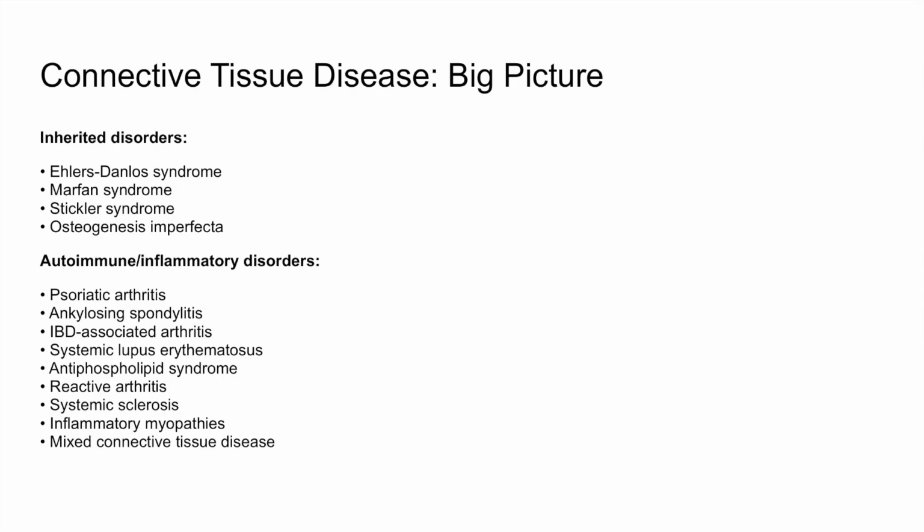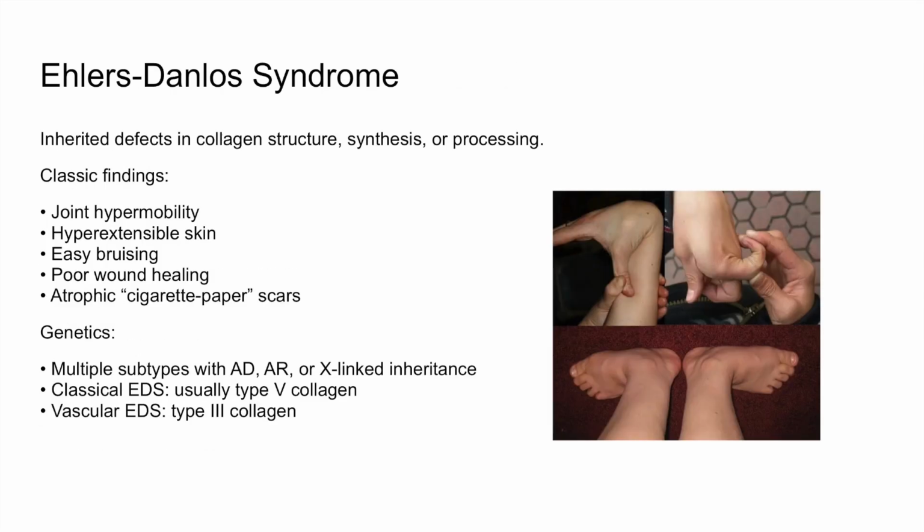And so the organizing question is whether the presentation reflects a lifelong structural defect or an acquired immune attack affecting multiple organs. Ehlers-Danlos syndrome represents a group of inherited disorders involving collagen structure, synthesis, and processing. The classic findings are joint hypermobility, hyperextensible skin, easy bruising, poor wound healing, and thin, atrophic scars, often described as cigarette paper scars. The inheritance pattern and affected collagen vary by subtype, but classic Ehlers-Danlos syndrome is usually associated with abnormalities of type 5 collagen and prominently affects the skin and joints.